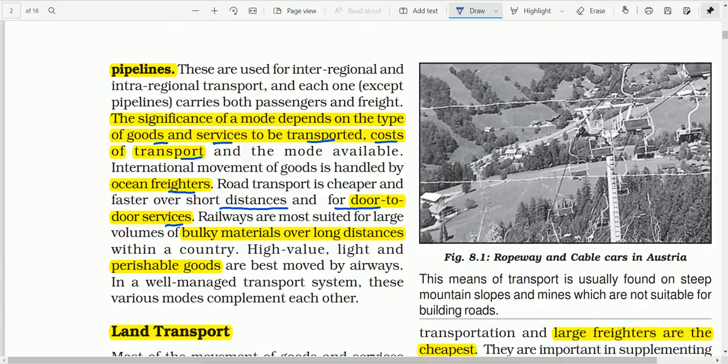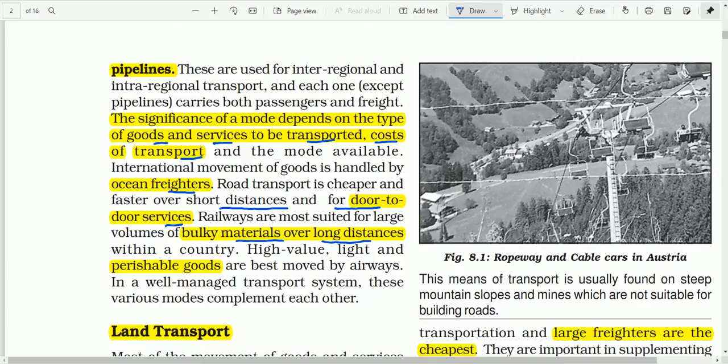Railways are more suited for large volumes of bulky materials over long distances within a country. For the transportation of industrial raw materials, heavy and bulky raw materials over long distances, or heavy and bulky finished products, railway is best suited.